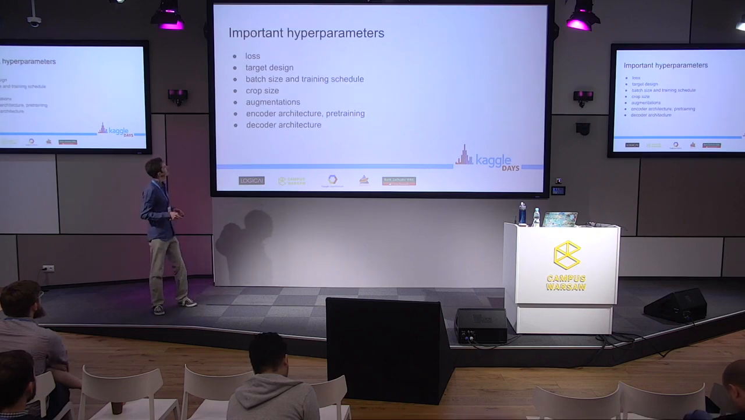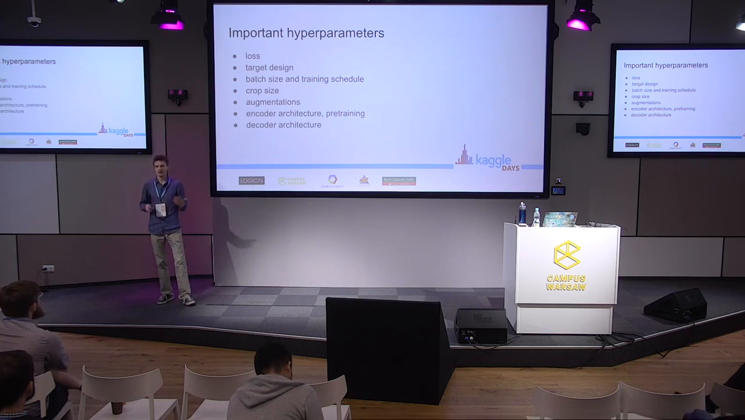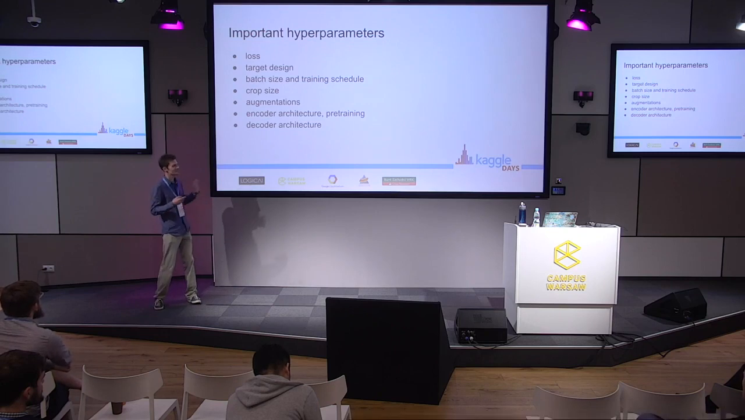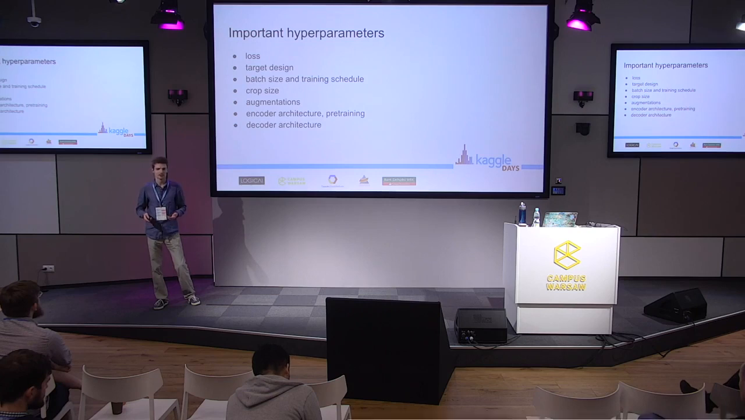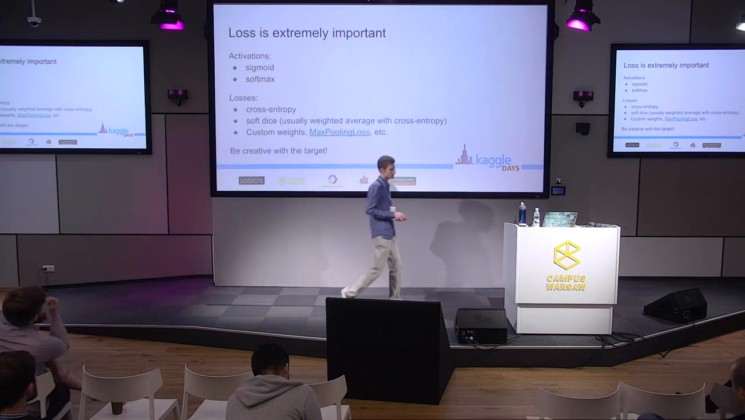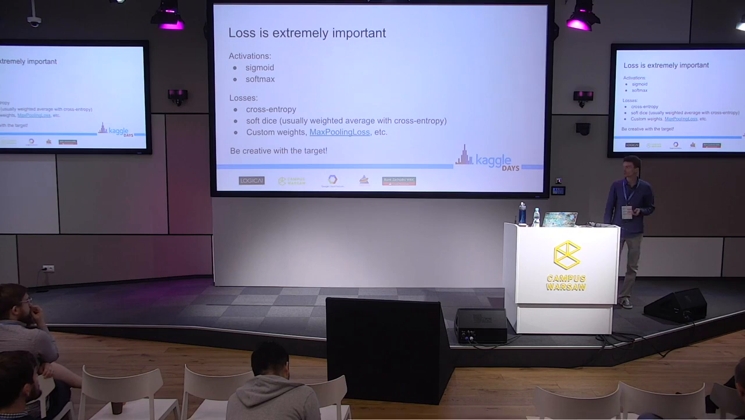Okay. Now, we've seen how the pipeline works, but there are a lot of knobs to turn. As Michael said in the previous talk, he outlined the things that you need to think about, and these are basically important things specific to semantic segmentation. So let's start with loss. I think this is the most important thing, and Michael already covered some examples.